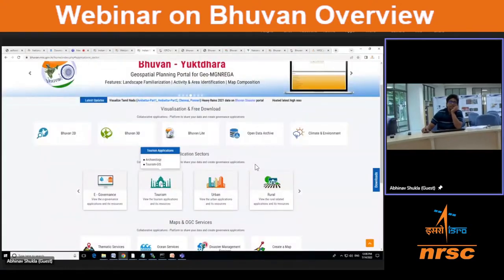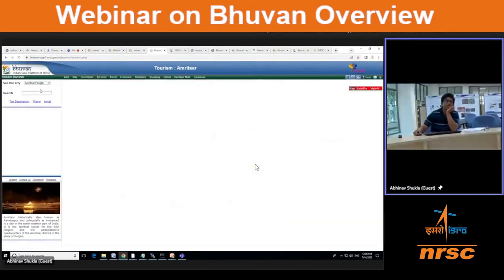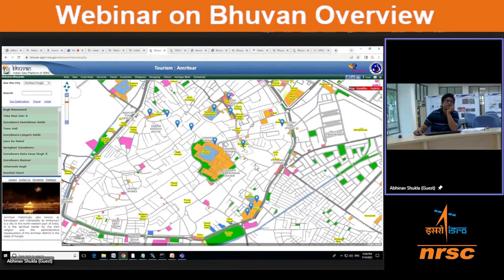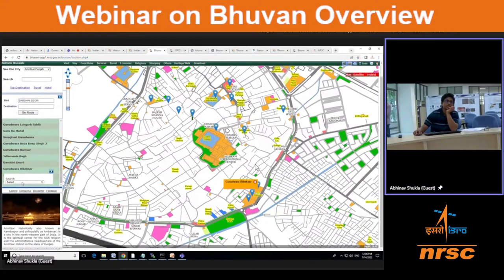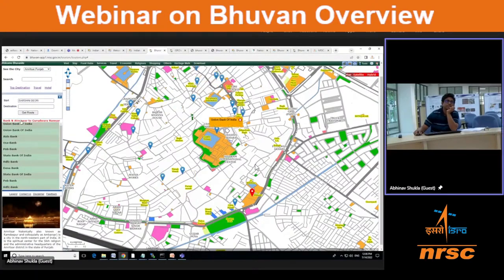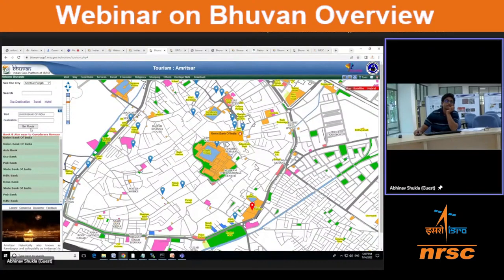In tourism, another thing we have is tourism GIS. You can select a city, Amritsar. Here we have a list of the tourist places. I can get directions to that place. From here to the destination, I can get a route. Or I can search nearby whether anything is there or not, like proximity. If I search bank and ATM, there is no bank ATM. Okay, UCO Bank, the list of banks and ATMs has been listed here. I click, and I need directions to that.